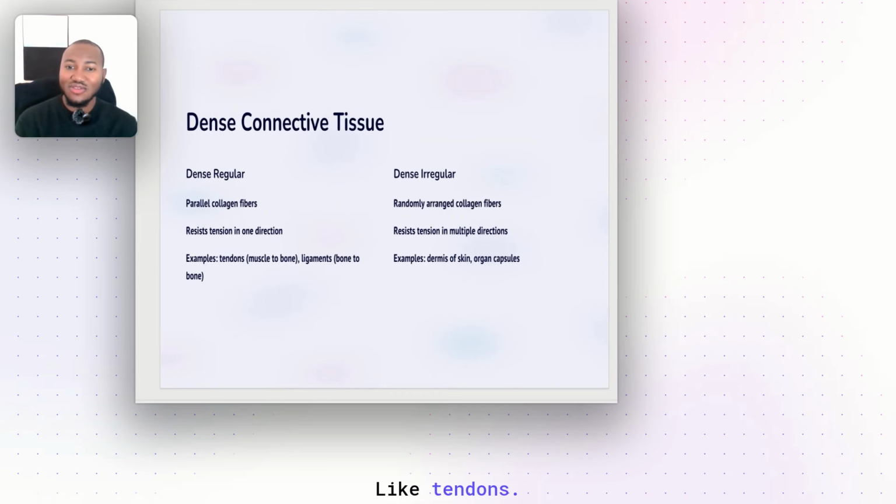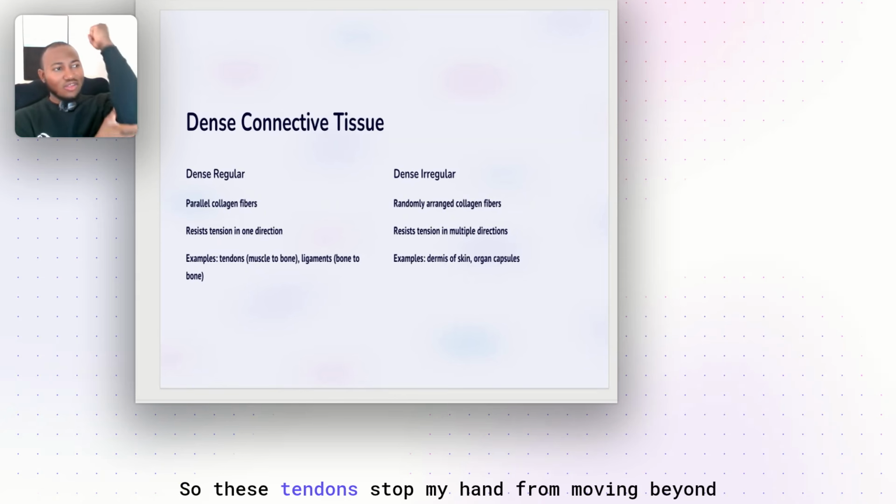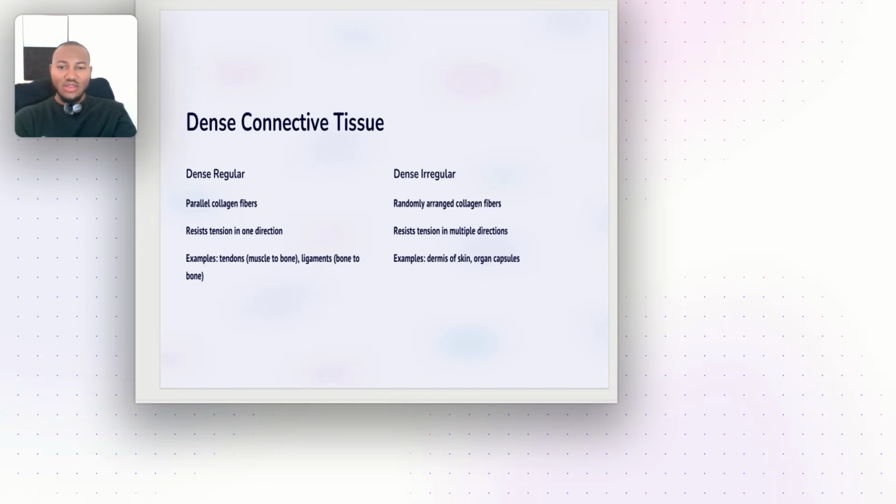Like what? Like tendons. Look at it. I'm stretching my hand. Don't you know I'm stretching tendons? And also I'm stretching what? Ligaments. So these tendons stop my hand from moving beyond it. So when you have tendon injury, or muscle or ligament injury, sometimes it stretches beyond. But these ones, they keep it steady. That's dense regular. It is very regular.